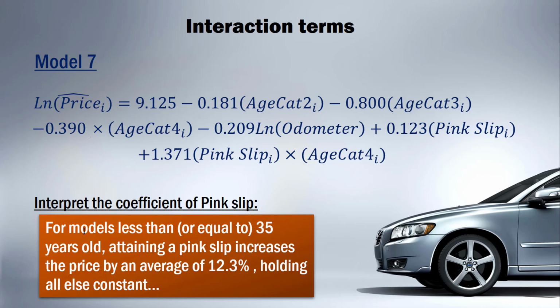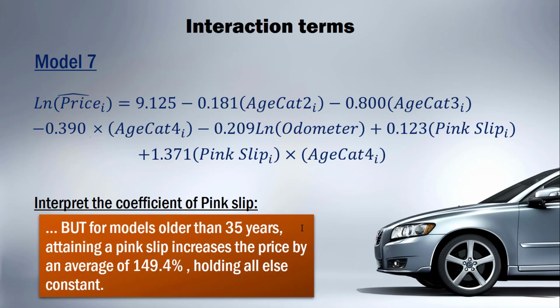So what we can say is that for models less than or equal to 35 years old, attaining a pink slip increases the price by 12.3%. So remember that for models less than 35 years old, this is 0. Age cat 4 is 0, so we can forget about this whole last term. We're only going to be focusing on this term over here with pink slip written in it. Hence 12.3%.